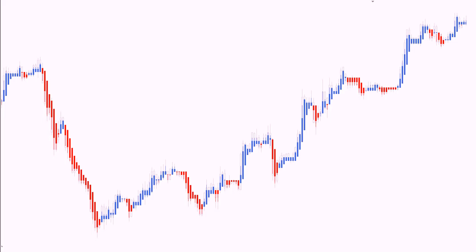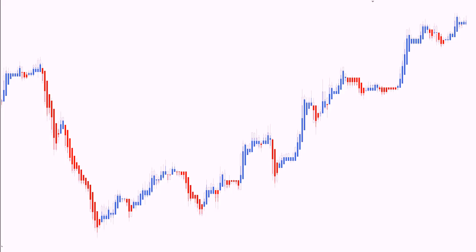The Heiken Ashi chart is quite different from a normal candlestick chart. In a normal candlestick chart, candlesticks show 4 different numbers. They show the open, the close, the high and the low, and each candle is completely independent from the previous candle.